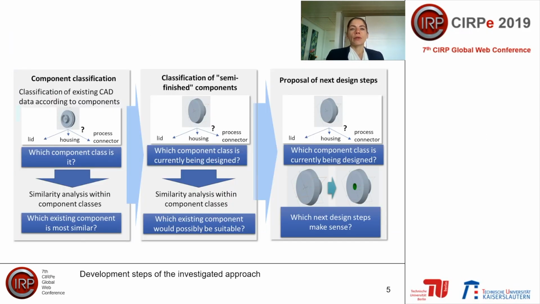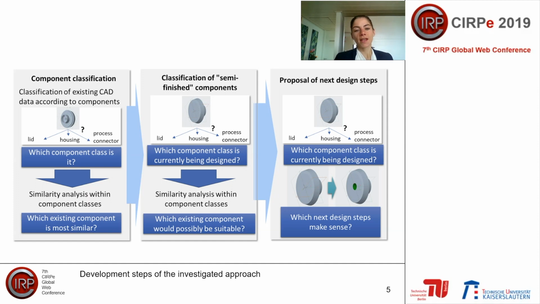So what does our approach look like? We have a three-stage approach, and the basis for our approach is first to make some component classification in order to categorize the existing database, and so to enable a designer to find a suitable CAD model more quickly. And therefore, we first make some classification, and then we try to propose, within one component class, the most similar CAD model that already exists. So this is the basis.